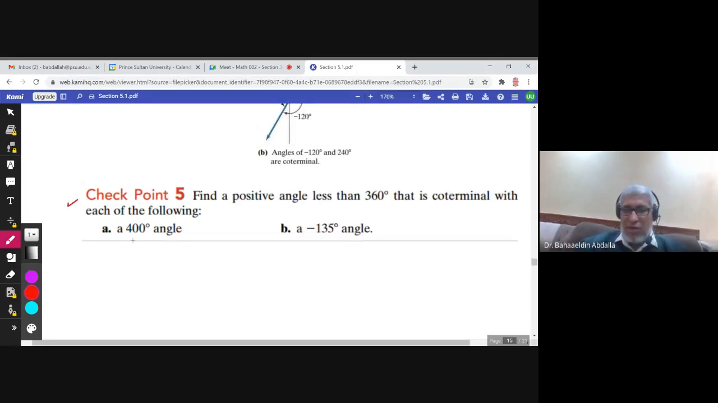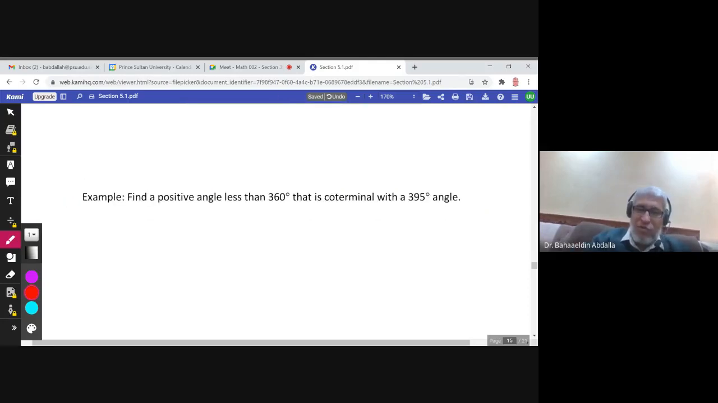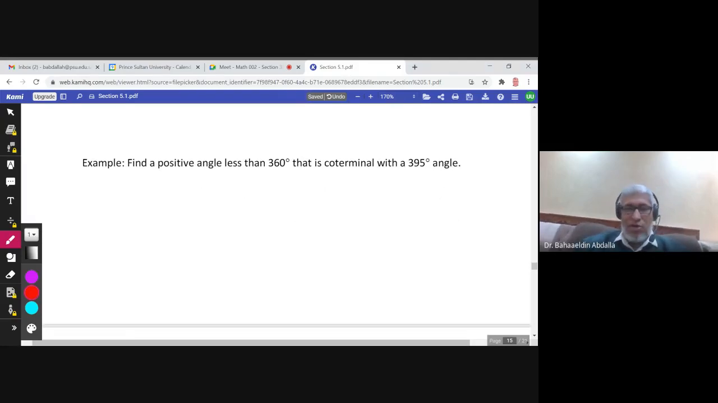You will subtract here 360 and you will add here 360 to get a positive angle less than 360. That's coterminal with these two angles. Here also the same question. Find a positive angle less than 360, coterminal with 395.